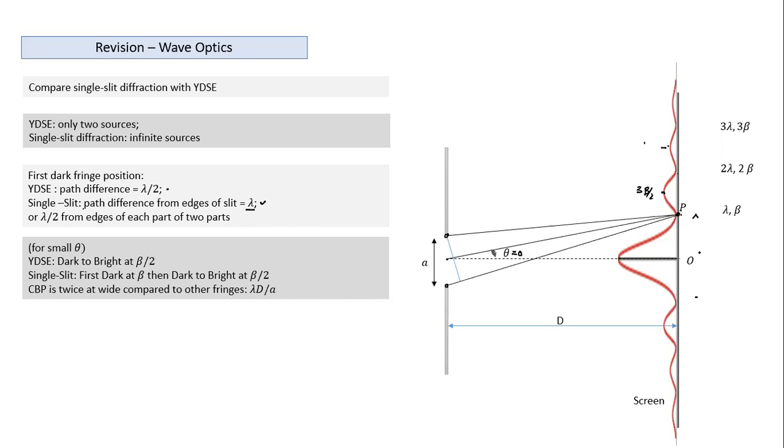The first bright fringe alone is 2 beta, whereas in case of YDC, all are beta in the central region. This makes the central bright fringe twice as wide compared to other fringes, while in YDC all are the same. Another difference you notice is that in YDC all bright fringes have the same intensity, if the two slits are identical. In case of single slit, intensity is rapidly decreasing.